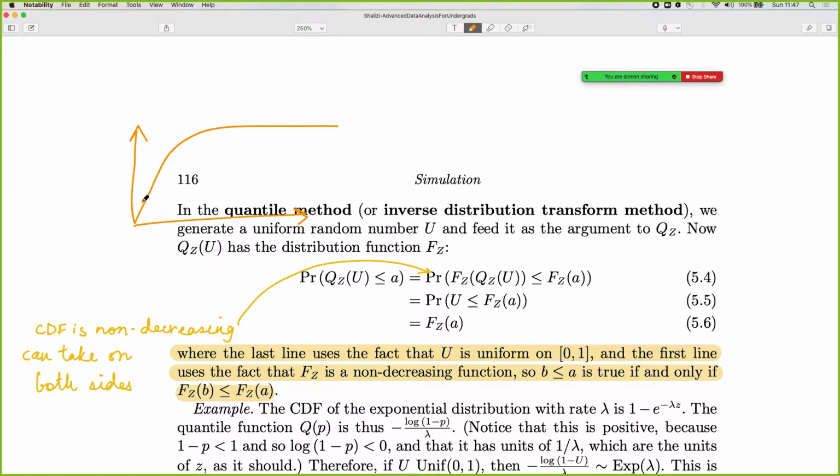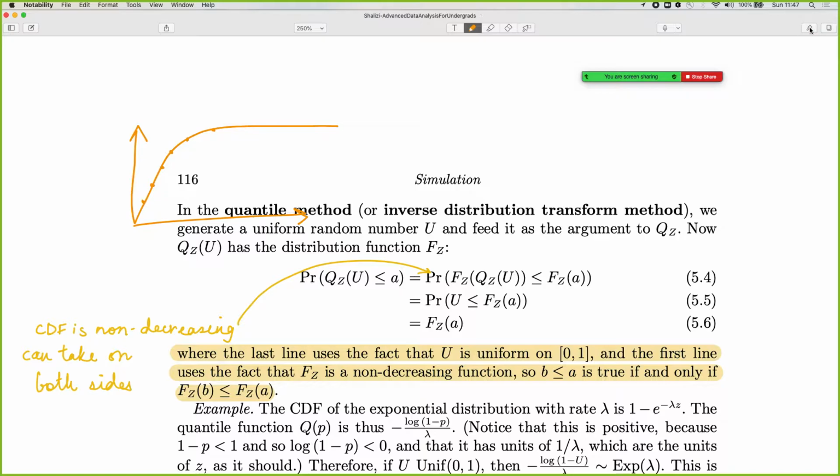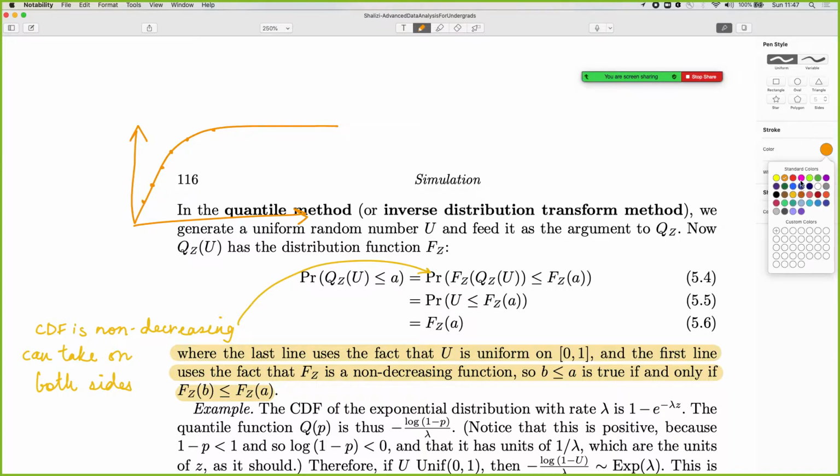Because of this, at every point we can define a unique inverse. That's what this monotonic non-decreasing means. Like at no point will this, again, new color, at no point later will this dip down again, such that there are, at this value, two inverses.